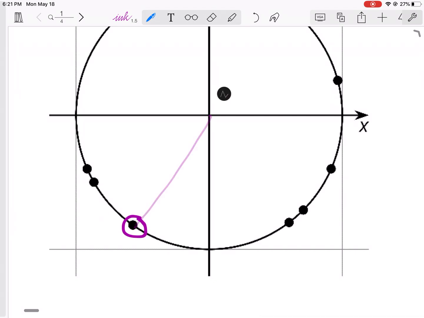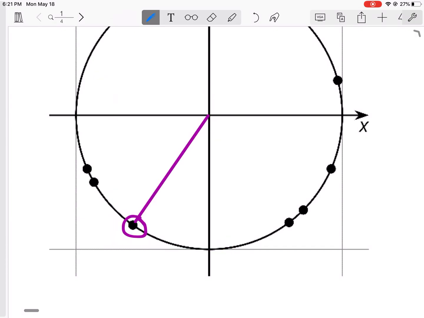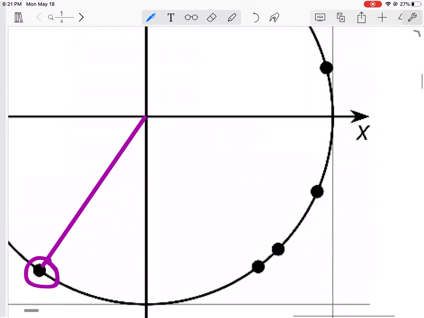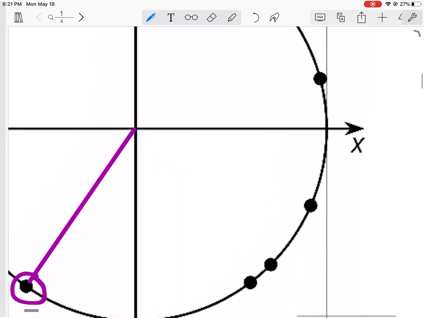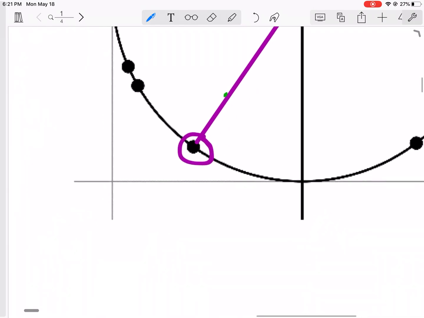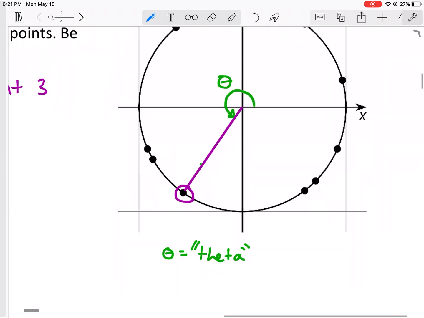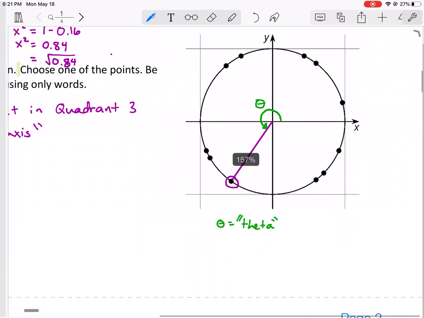Say I draw a radius out to that point. What happens is we have this angle of rotation. We're always going to start here on the positive x-axis. There's an angle of rotation that takes it all the way from there to that point's radius. This angle we're going to call theta. Theta is a Greek letter, probably worked with it in geometry. T-H-E-T-A, theta. So that angle right there describes the point P.